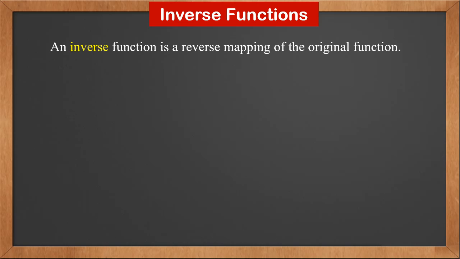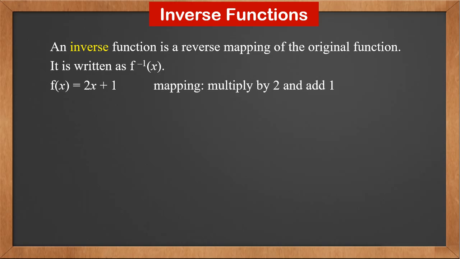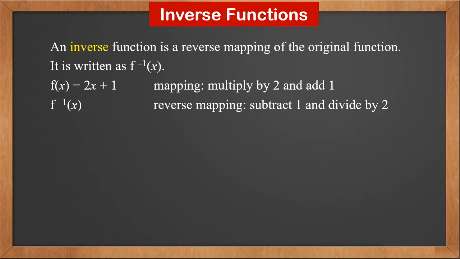An inverse function is a reverse mapping of the original function. It is written as f minus 1, brackets, x. If f of x is 2x plus 1, the mapping is, first multiply by 2, and then add 1. So the reverse mapping should be, first subtract 1, and then divide by 2. Therefore, f inverse of x is x minus 1 over 2.